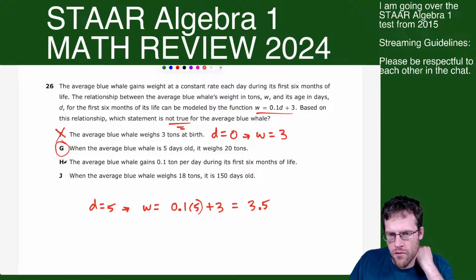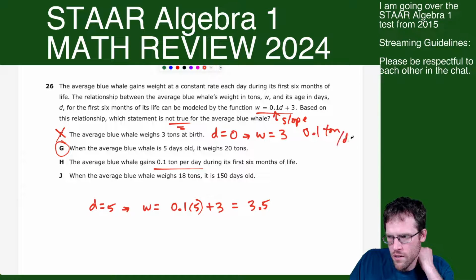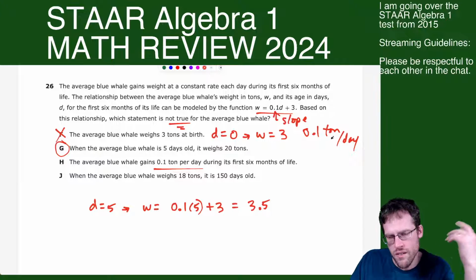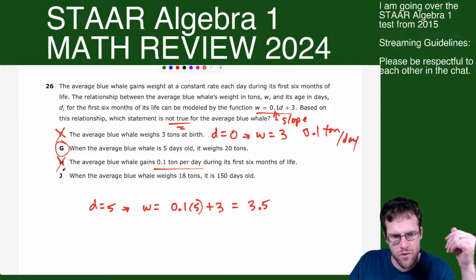Now, why are the other answer choices no good? So why are they true? The whale gains 0.1 tons per day. Yes, this is the slope, and the slope is the rate of change. So the rate of change is 0.1, and the units here are tons per day. Okay, so the weight is in tons and D is in days. So that one is true, so it's gone.